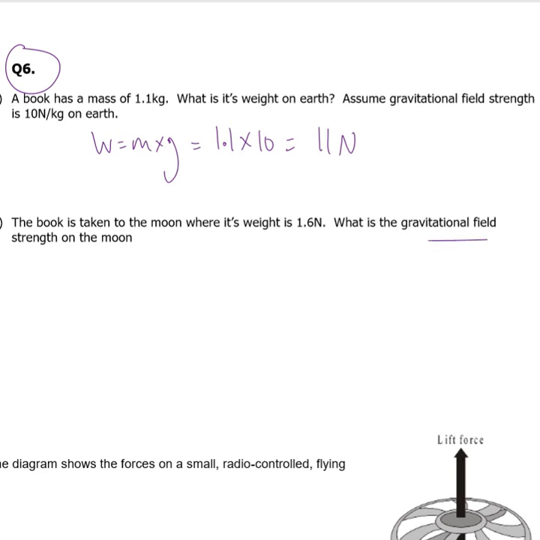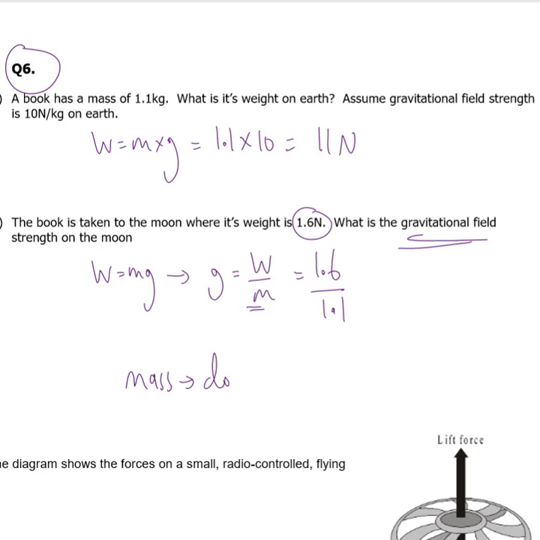Now what is the gravitational field? We have W equals mg. I need to rearrange for G, so G equals W over M. Weight is 1.6. What is the M? It is 1.1. Now remember, mass does not change.